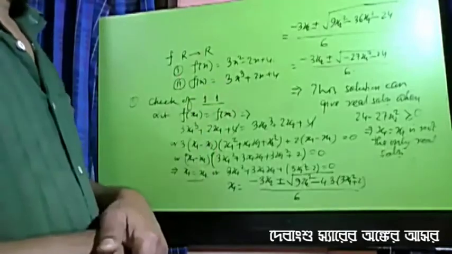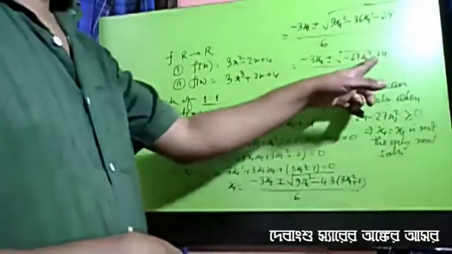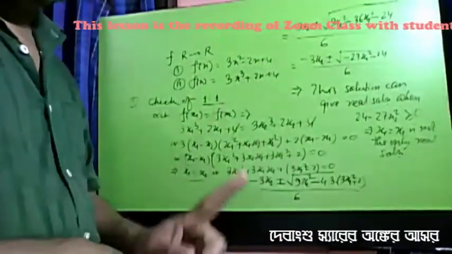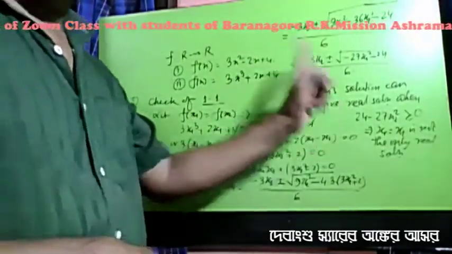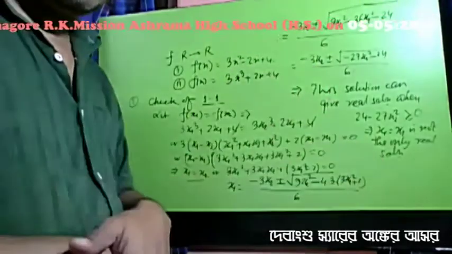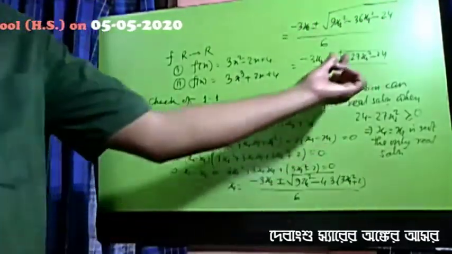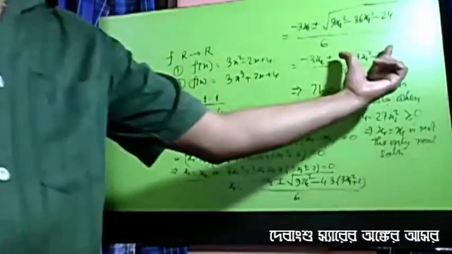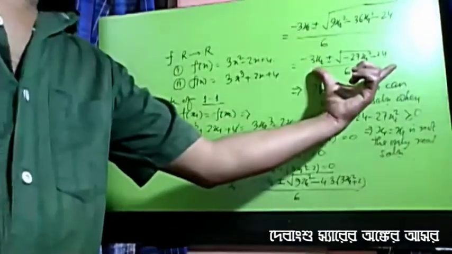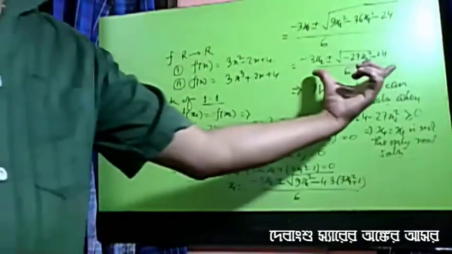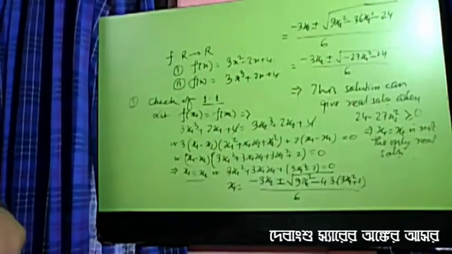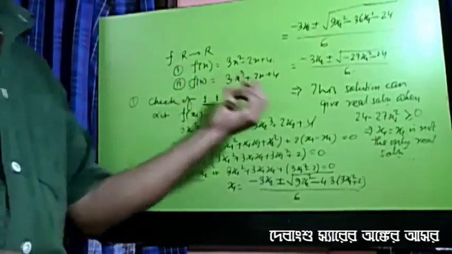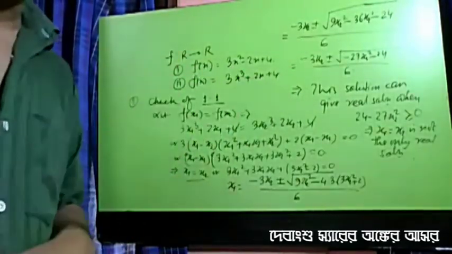So follow the logic. Previously it was plus 24 minus 27 x square, which may be positive, may be negative. Since it may be positive, real solutions other than x2 may exist. But in this case, since it is minus 24 minus 27 x square, it cannot be positive. So these roots are complex numbers, and x1 equal to x2 is the only real solution. In that case, f(x) is 1-1.